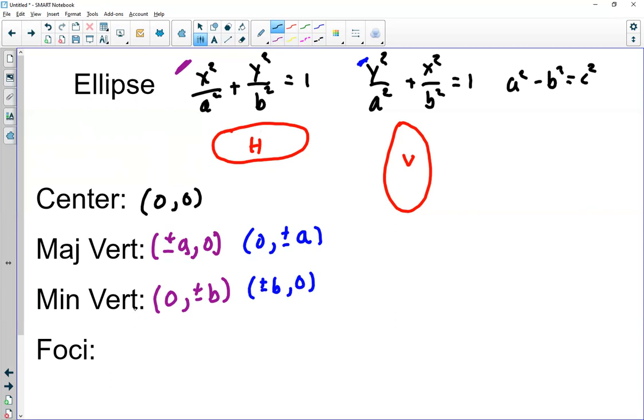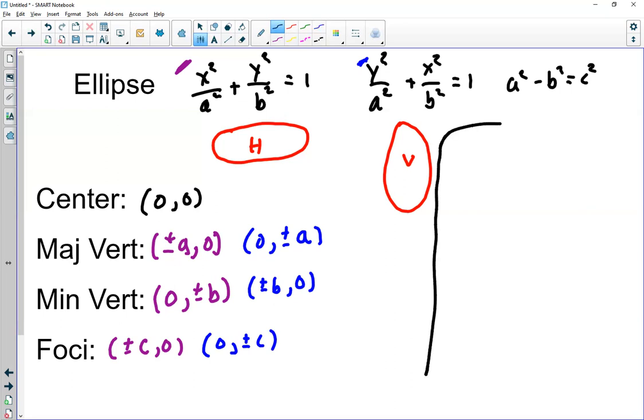Now the foci, as a poser, always follows the greatest term. So in this case, the foci will always follow the major vertices. So if the major vertices affect X, the foci affects X. Major is always the bigger one in this one. So the foci will always follow the major. So if the major is X, the foci is X, and that's going to be plus or minus C, comma 0. If the major is Y, it will be Y. So it's 0, comma, plus or minus C. It goes along with the A. It's a follower. It doesn't do anything special. Don't think on its own.